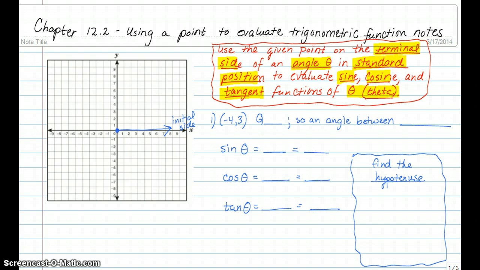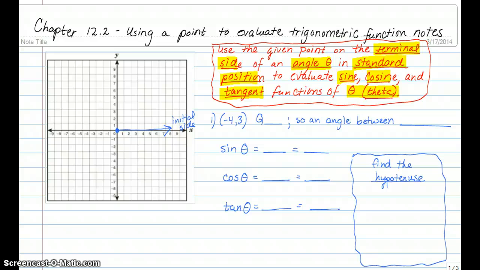So the first thing that you're going to do is use the given point on the terminal side of an angle theta, that little symbol right here is called theta. It's actually the acute angle of a trigonometric function. So use the given point on the terminal side of an angle theta in standard position to evaluate sine, cosine, and tangent functions of theta.